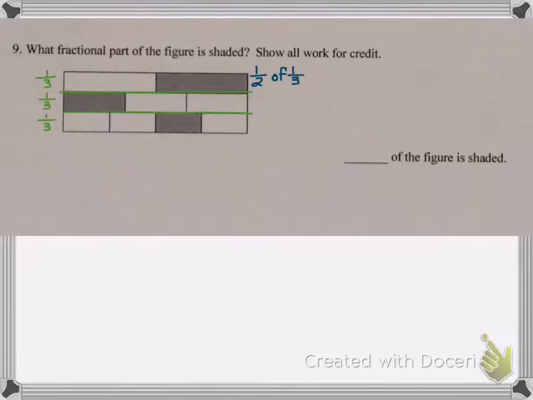In the second row, the row is broken into three equal pieces, and one of those three is shaded. So I have a third of one third of the figure is shaded. The third row is broken up into four equal pieces, and one of those pieces is shaded. So one fourth of one third of the figure is shaded in the bottom row.